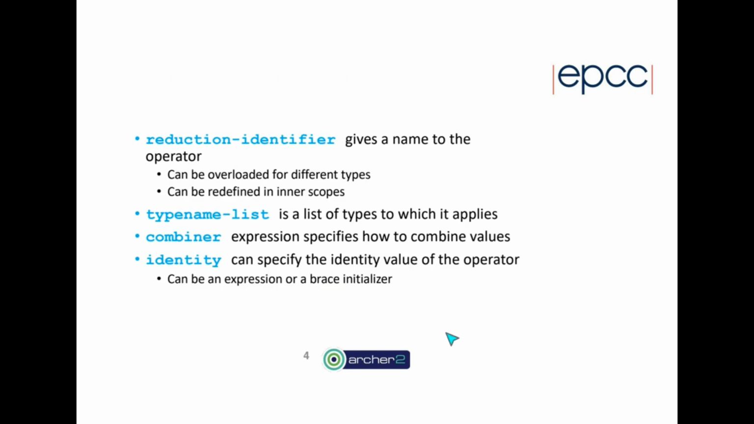I think I've probably covered this slide already. So the reduction identifier gives a name to the operator, and you can overload that for different types. The type name list is the list of types to which it applies, the combiner expression says how to combine values, and the identity specifies the identity value.